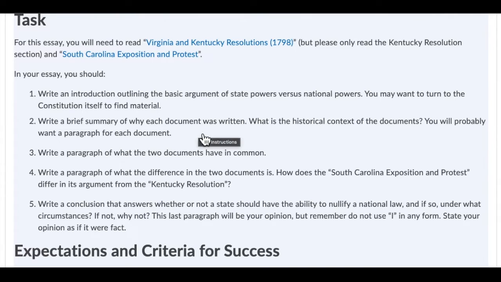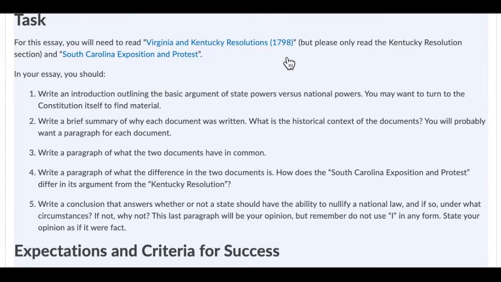Second, write a brief summary of why each document was written. What is the historical context of the documents? So you've got to explain what triggered Jefferson and Madison to write these two documents, the Virginia and Kentucky resolutions. And you'll probably want to write a paragraph for each document. So one paragraph is on the Virginia and Kentucky resolutions, and one paragraph is on the South Carolina exposition and protest.